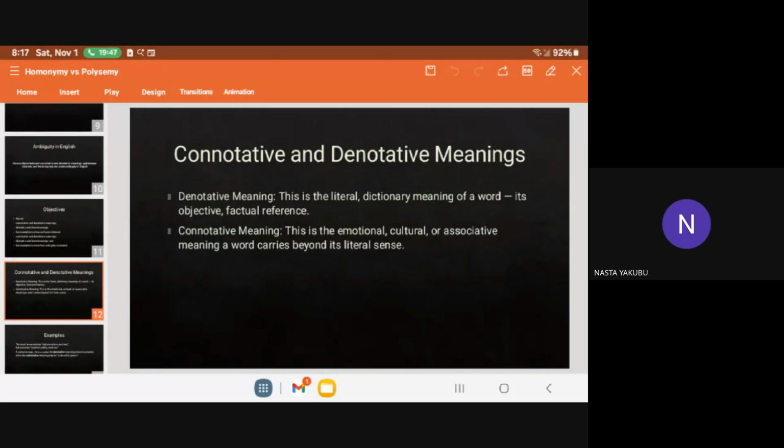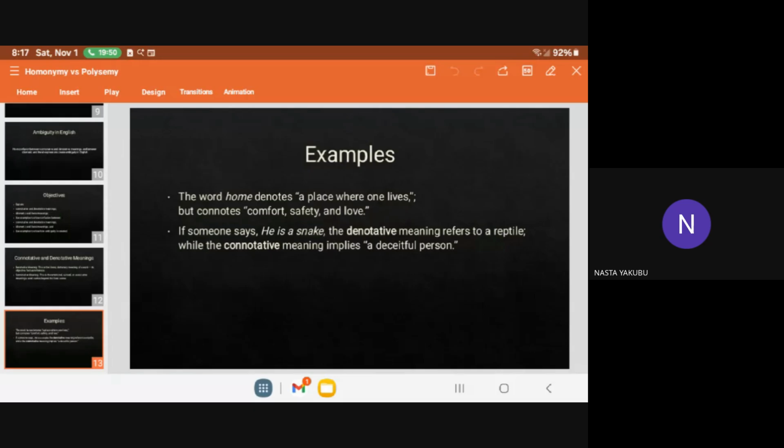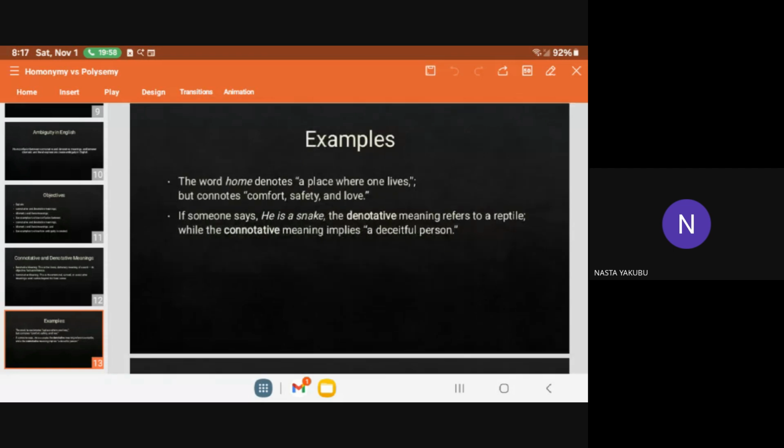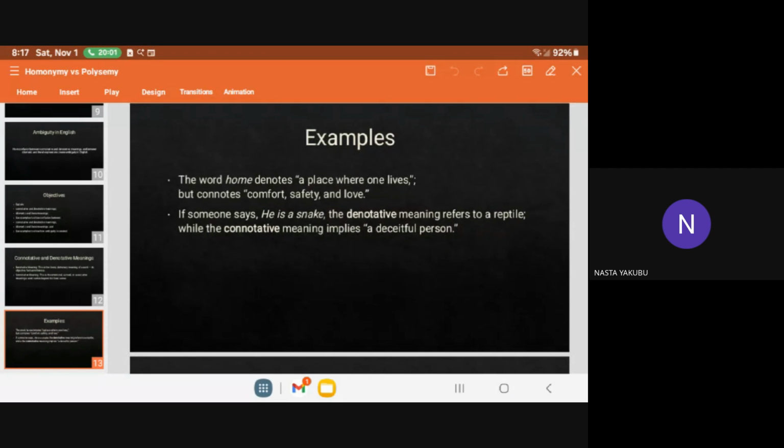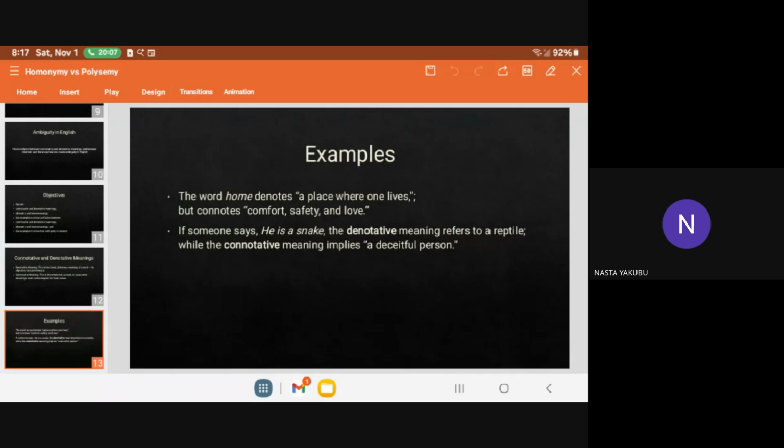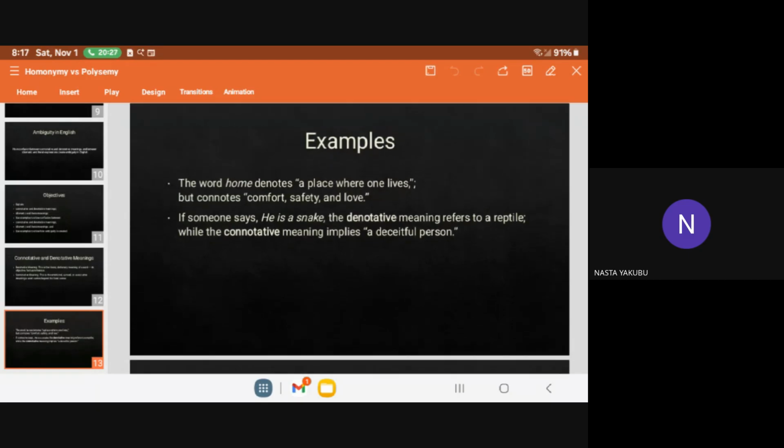Let's look at examples to explain this. So we have the word home. The word home denotes a place where one lives. That's a general meaning. When someone mentions home, that is what comes there. That's the meaning that just strikes you immediately. But when you want to look at it connotatively, then it might connote something that has to do with comfort, safety, and love. So not necessarily a place, but it could also relate or refer to something else. But certainly it should have to do with comfort. It has to do with safety. It has to do with love.